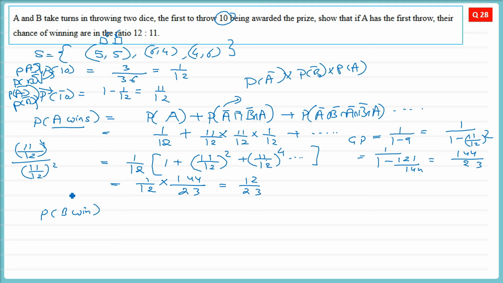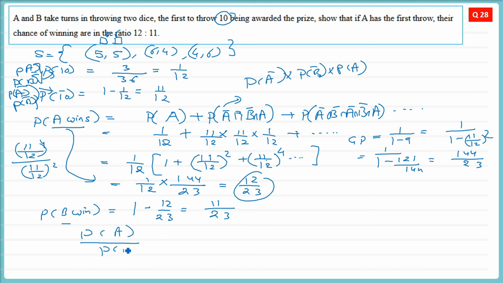So in order to get the probability of B winning, why not subtract the probability of A winning from 1? So 1 minus probability of A winning gives you the probability of B winning. So 1 minus 12 by 23 is actually the probability of B winning. So this is 11 by 23. So probability of A win divided by probability of B win, which is what is sought in the question, we have to prove it. So PA by PB is nothing but 12 by 23 divided by 11 by 23, and this goes 12 by 11. This is your final result.